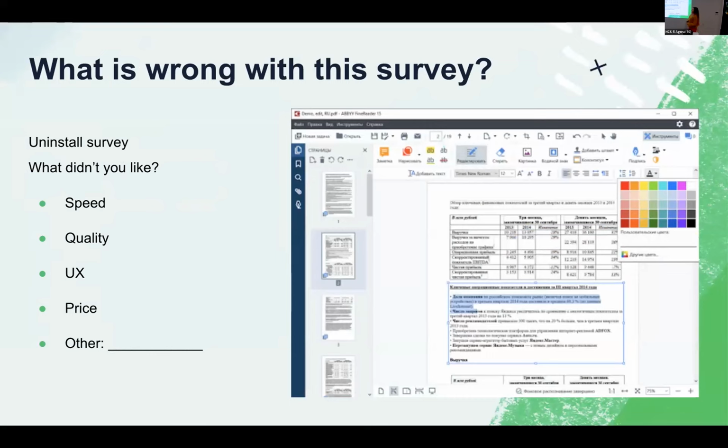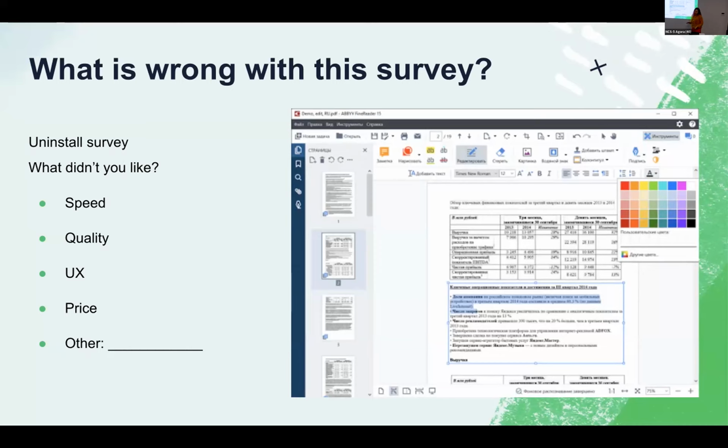ABBYY FineReader is a PDF tool to view, edit, and convert PDFs to other formats, to OCR, and it is a desktop application. So when people trial FineReader, they install it on their computer, and if they didn't like it, they uninstall it. And we had an uninstall survey that they could fill in when they decided to leave. The main audience of the survey were those trial users.